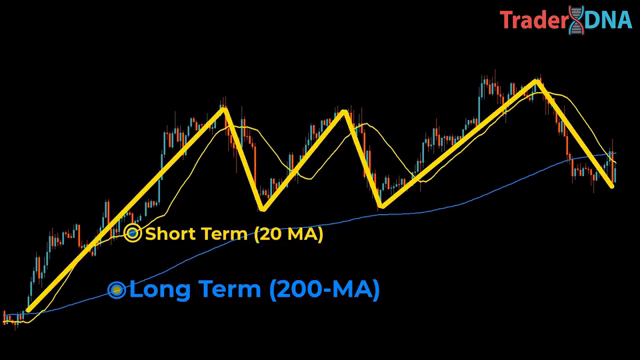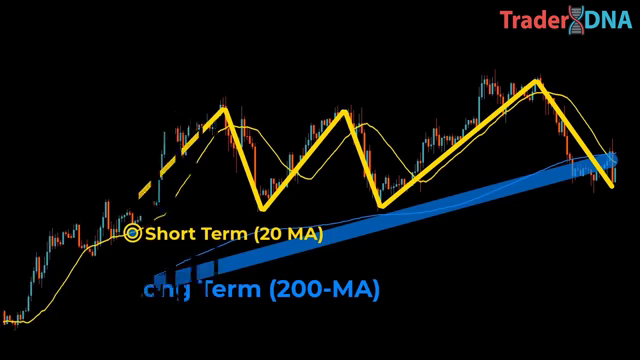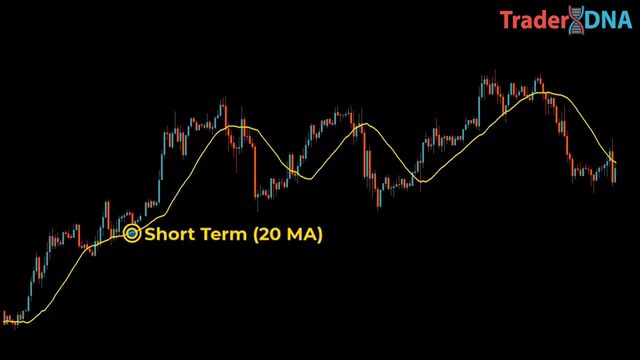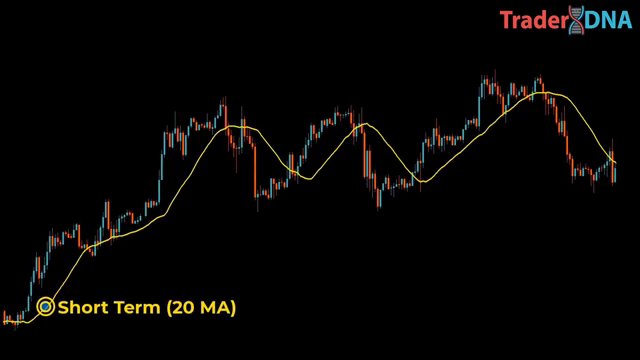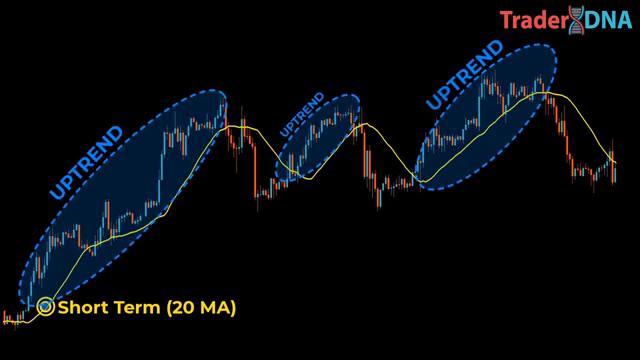On the other hand, the 200-period moving average is a long-term moving average, giving us insight into the long-term trend. Now, let's temporarily ignore the 200-period moving average and focus solely on the 20-period moving average. Looking at this, we can see that whenever the price was above the 20-period moving average, it was in an uptrend, suggesting that we should be looking for buying opportunities.